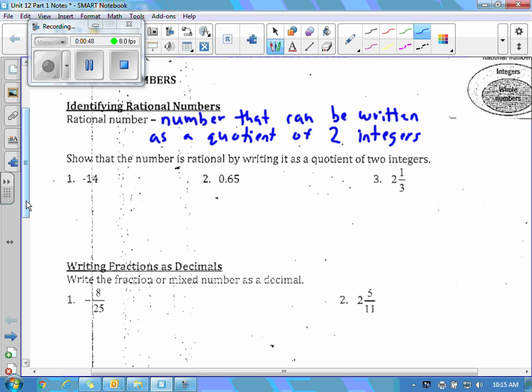Quotient means I'm going to write it as a fraction, so negative 14 as a fraction would be negative 14 over 1. For number 2, I have 0.65, which I say in words as 65 hundredths. So to write it as a fraction, I can write it as 65 over 100. If I wanted, I could reduce that. And then for number 3, I have a mixed number. So this has a fraction, but it's not a quotient right now. So I need to turn this into an improper fraction, which is 3 times 2 plus 1 over 3. So that's going to give me 7/3.